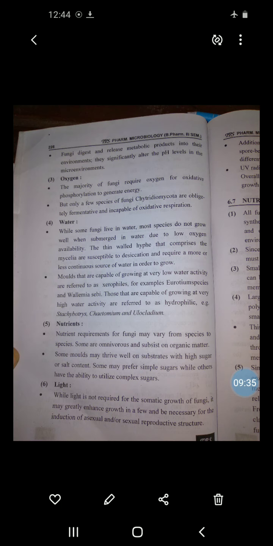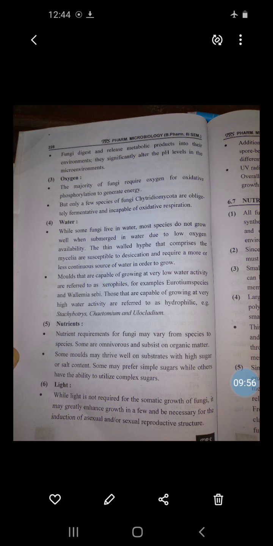Those that are capable of growing at very high water activity are referred to as hydrophilic. For example, Stachybotrys and Chaetomium, and another example of hydrophilic molds is Cladosporium.